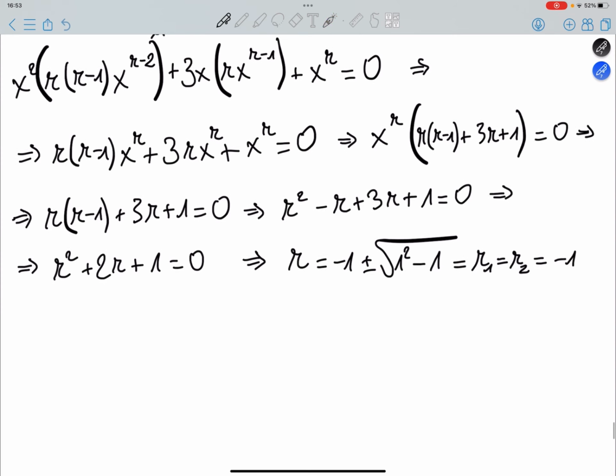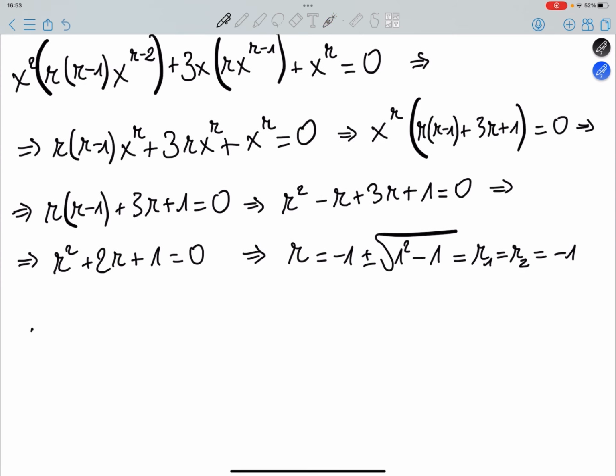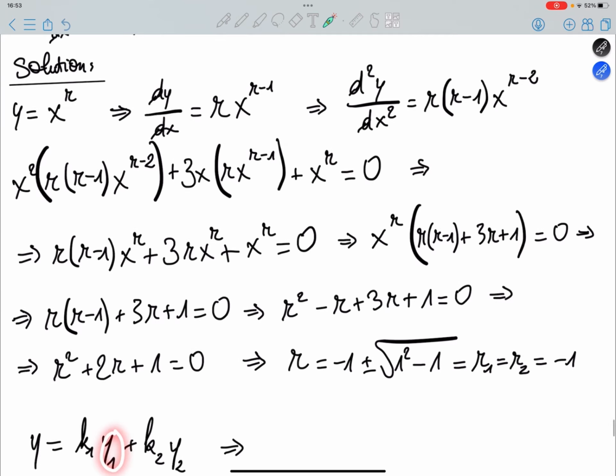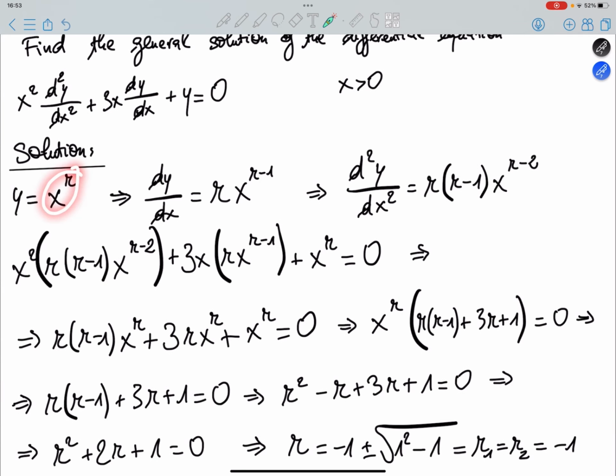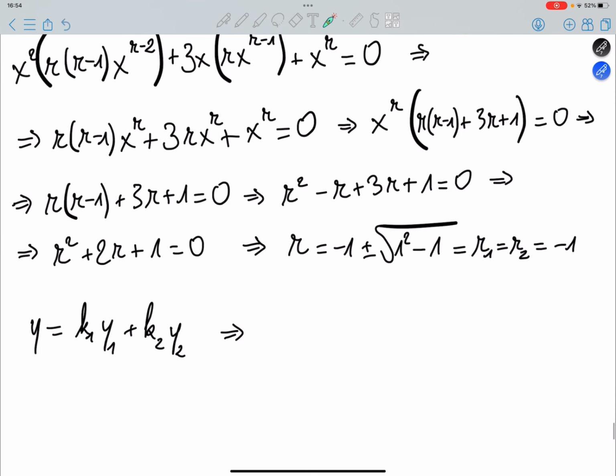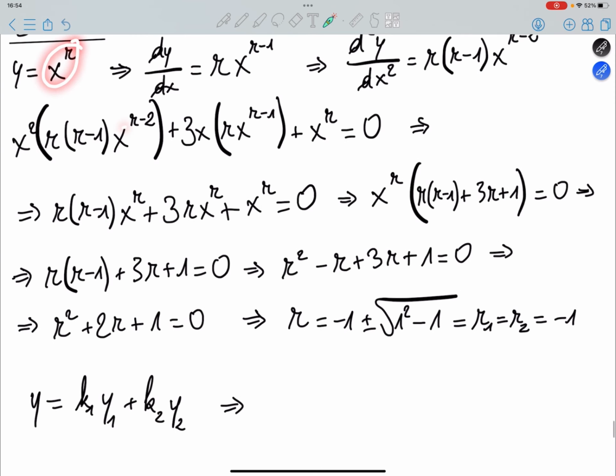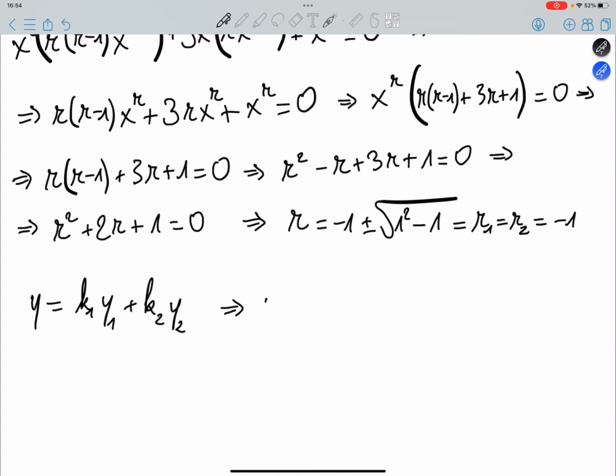We know that the general solution of this differential equation is y equals k1 y1 plus k2 y2. In this case we know our y1 because we said at the beginning that y is equal to x to the power r, so y1 is going to be x to the power r1. So y is equal to k1 x to the power r1, that is this one here, so minus 1, plus k2 y2.